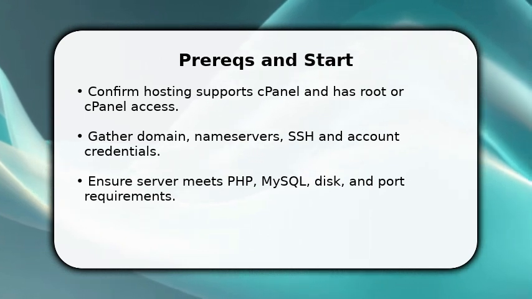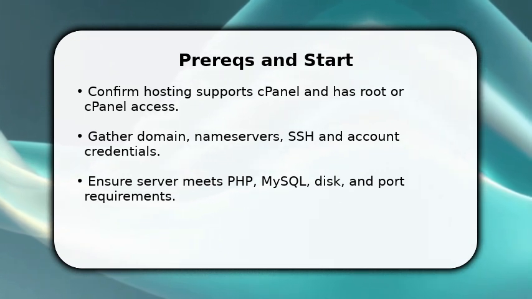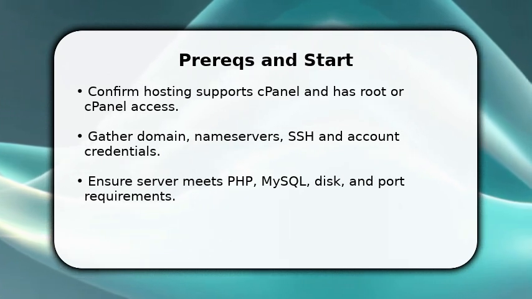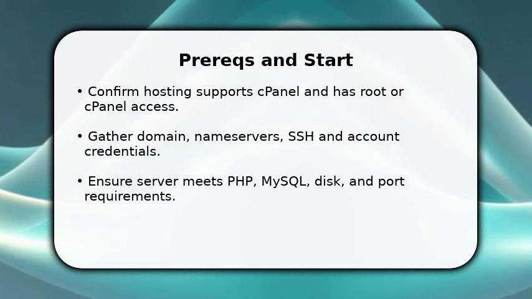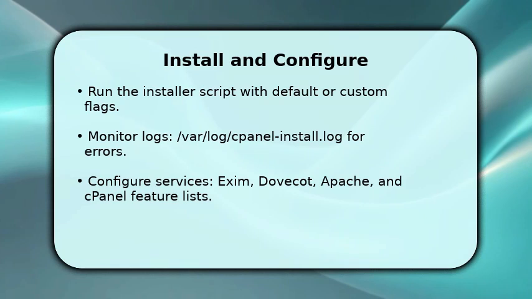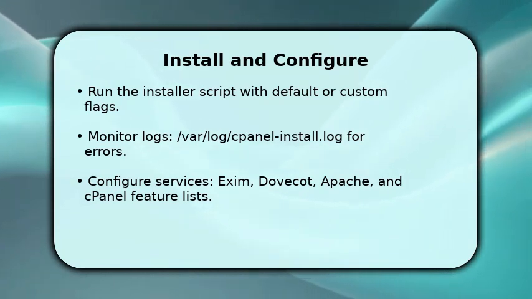Connect via SSH and update the OS packages. This prevents dependency conflicts. After updates finish, download the official cPanel installer and confirm the server hostname is a fully qualified domain name before running the installer script. Once the installer runs, follow on-screen progress and watch installation logs to catch errors early.